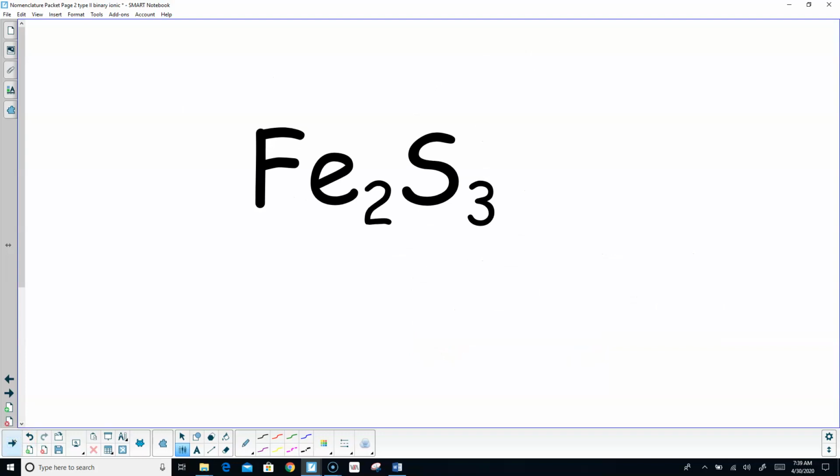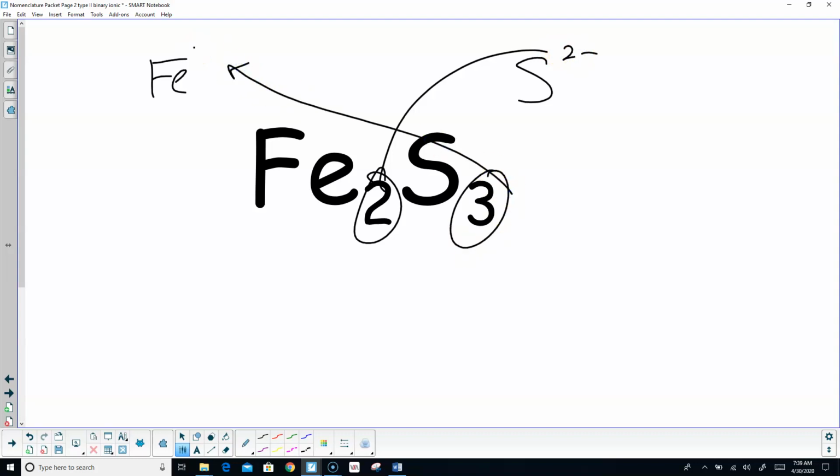Okay, this next one, Fe2S3. All right, we're going to put iron over here, sulfur over here. This number 2 goes to sulfur. If you look at sulfur, that is its charge. This 3 goes over to iron. So this is iron, Roman numeral 3, sulfide.